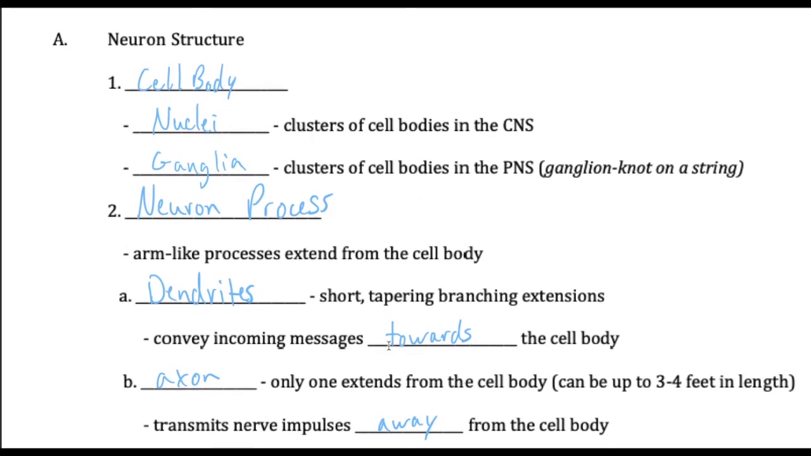So we have some neuron structures here. We have the cell body. Within the cell body, we have the nuclei and ganglia. The nuclei are clusters of cell bodies in the CNS, while the ganglia are clusters of cell bodies in the PNS.